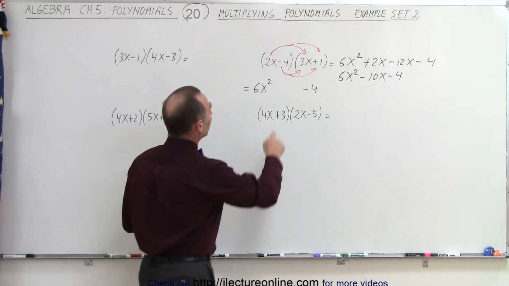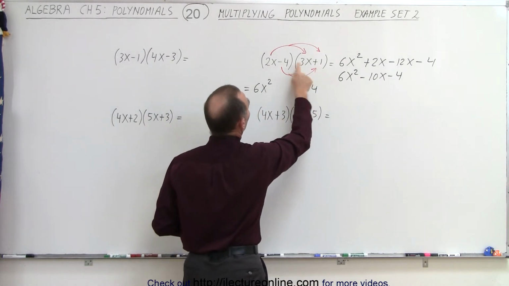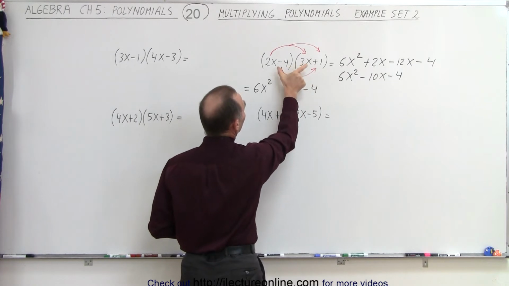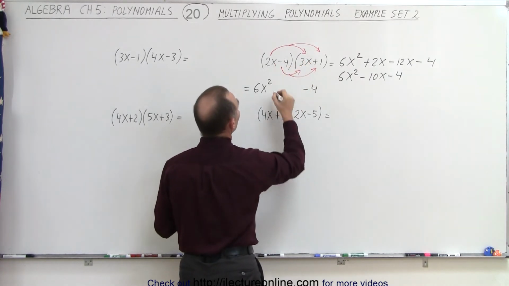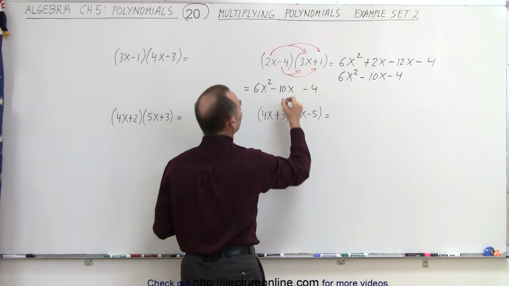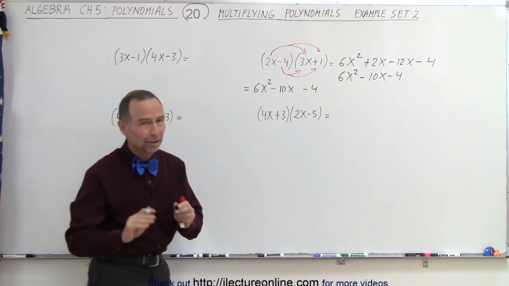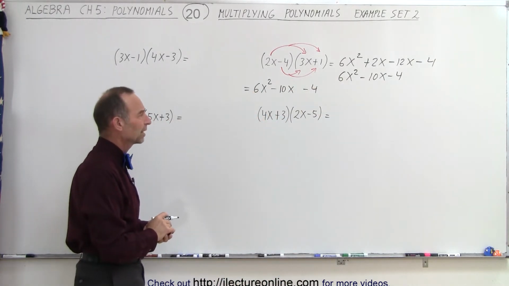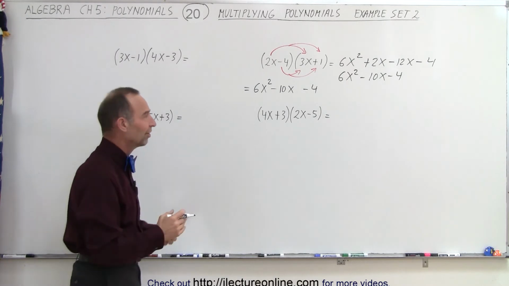So 2 times 1 is 2. 4 times a negative 4 times 3 is a negative 12. Negative 12 plus 2 is a negative 10. So it's a negative 10x for the middle term. And of course, you get the same answer. So it's a little quicker to do it that way. Let's try it and see if we can do the others just like that.